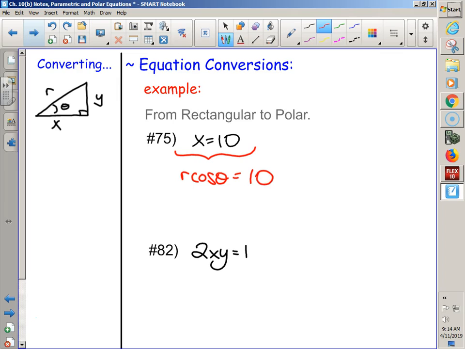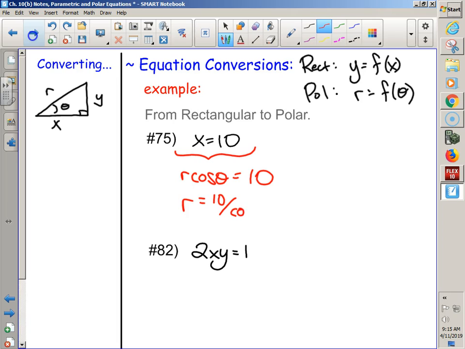Now here's a dealio. Here's what I need you to know for equation conversions. Rectangular would be y equals f of x, right? A rectangular equation, y equals f of x, y is the function. But what would a polar equation be? R equals f of theta? So if I want a polar equation, I need r by itself. Yeah, good. All I have to do is divide by cosine. So r is equal to 10 over cosine theta, or 10 times secant of theta.